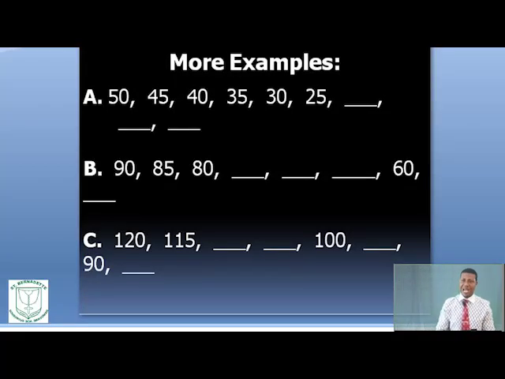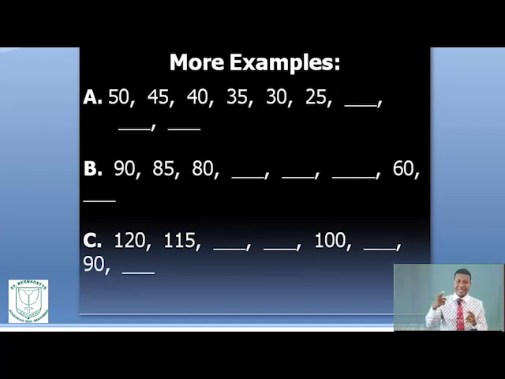As the first one, we have 50 on your screen, 45, 40, 35, 30, and 25. What will be the next one? You count backwards 5 steps. Let's all do it. 25 in your head. We have 24. We have 23. We have 22. We have 21. We will get 20. Very good.